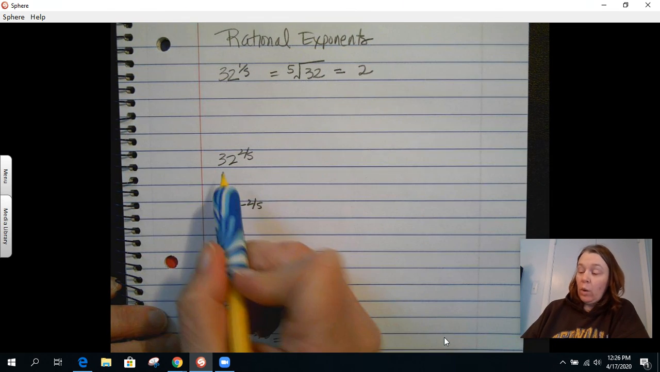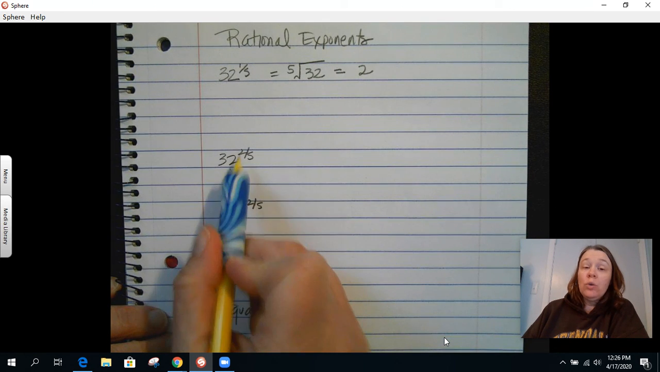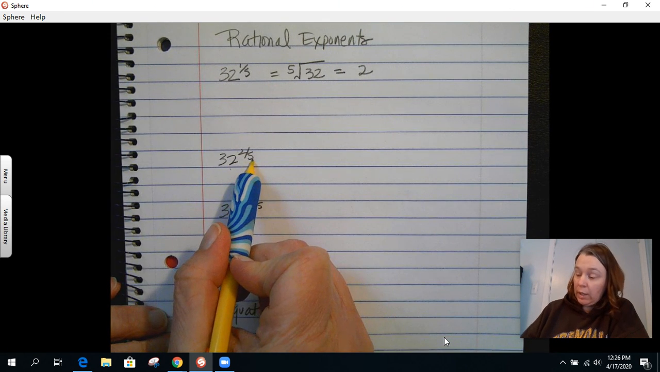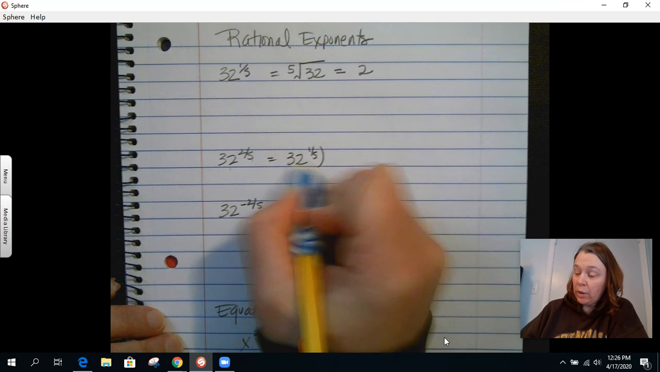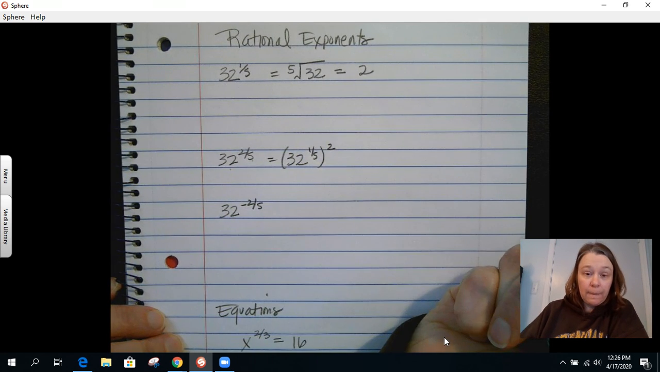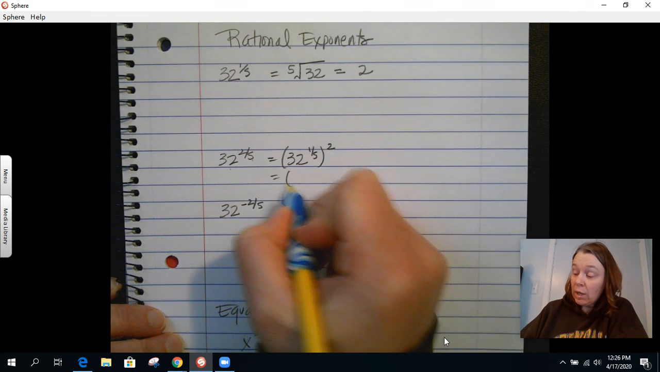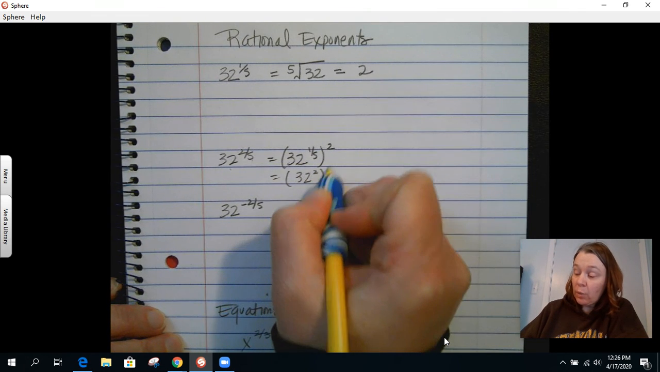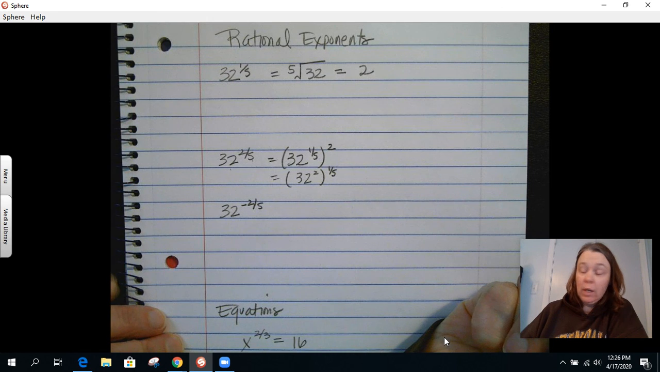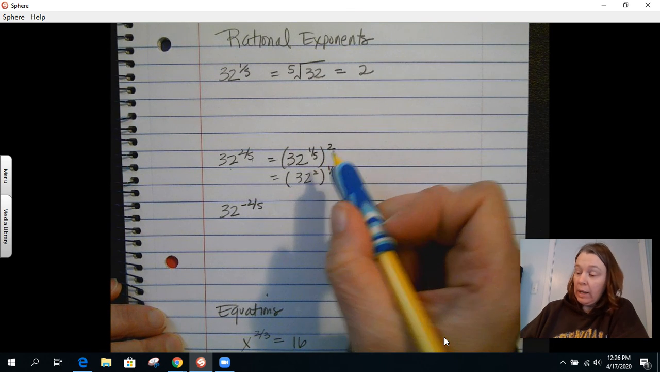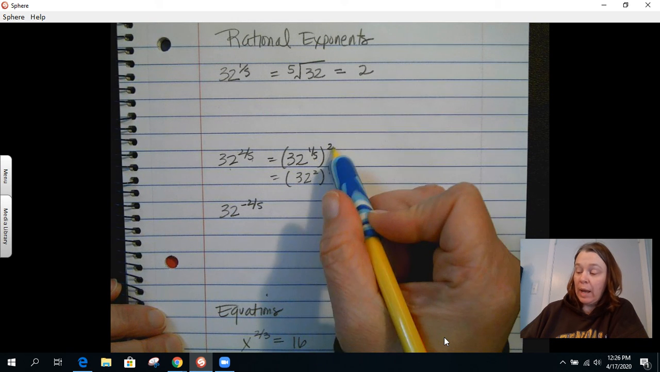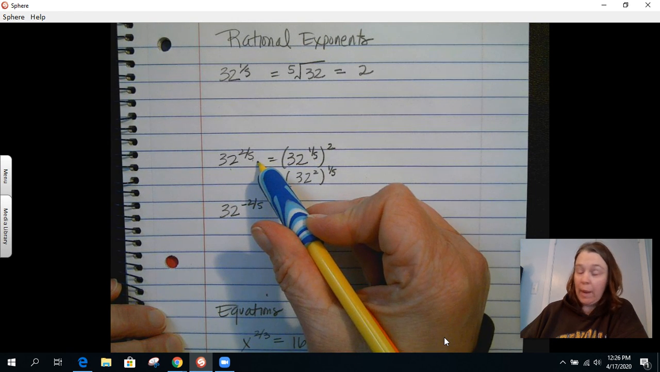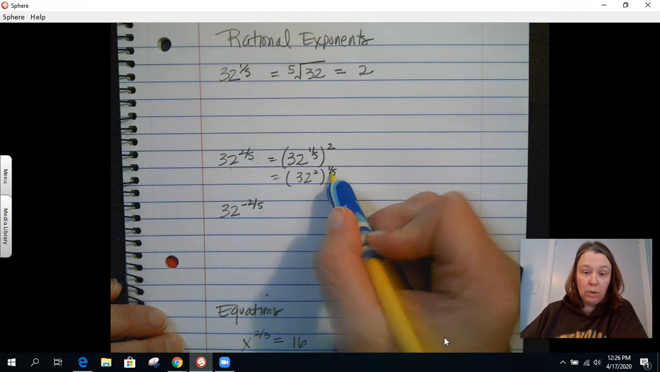Now, what if it was 32 to the 2/5 power? Okay, so we could rethink of this as 32 to the 1/5 power to the second, or we could think of it as 32 to the second to the 1/5 power. Either of those are equivalent. Do you agree that when you do power to a power and multiply, it's 2/5 for the power, either way?